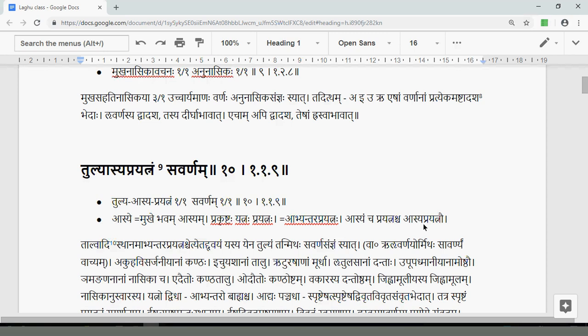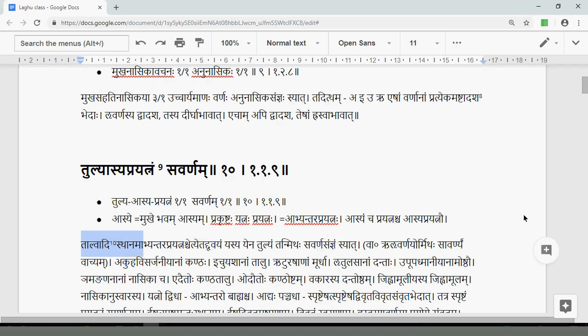So asyam cha prayatnascha asya prayatnau. It's an itaretara dvandva. That is the meaning of tulyasya prayatna. Tulyau asya prayatnau. When asya and prayatnau are tulya, then they will be mitha savarna. Mitha savarna is, they will be mutually called as savarna of each other. So here the vritti reads talvadi sthanam abhyantara prayatnascha iti etad dvayam yasya yena tulyam tan mitas savarna sanyam syat. This is the sutrartha.